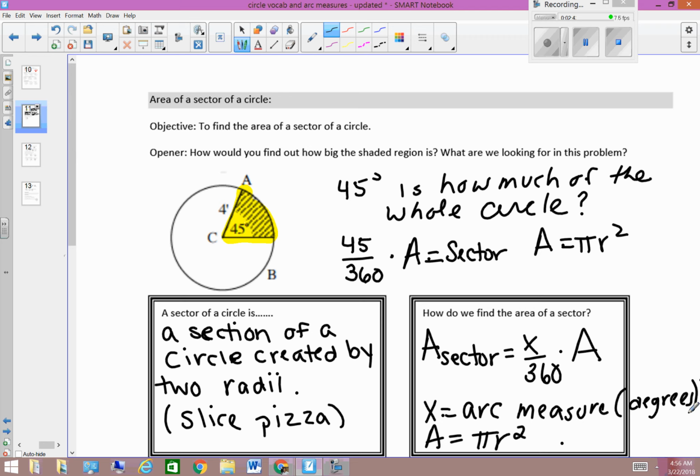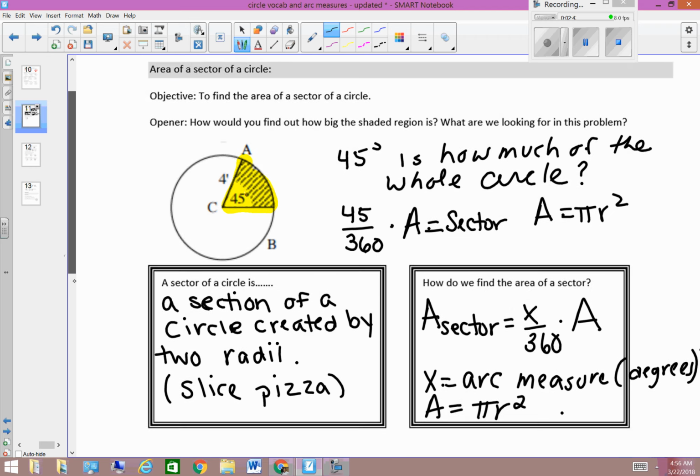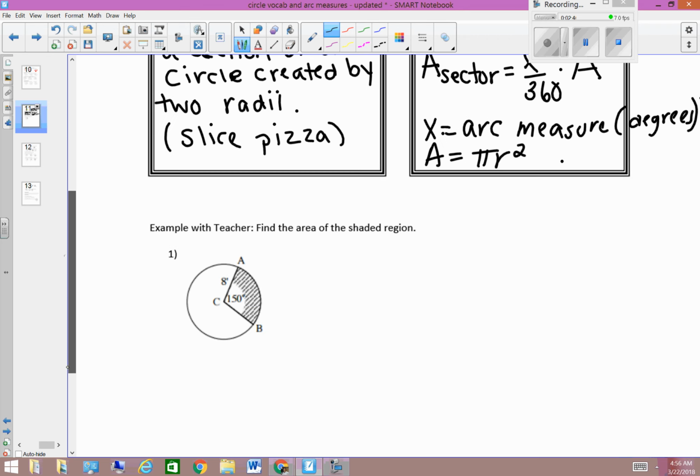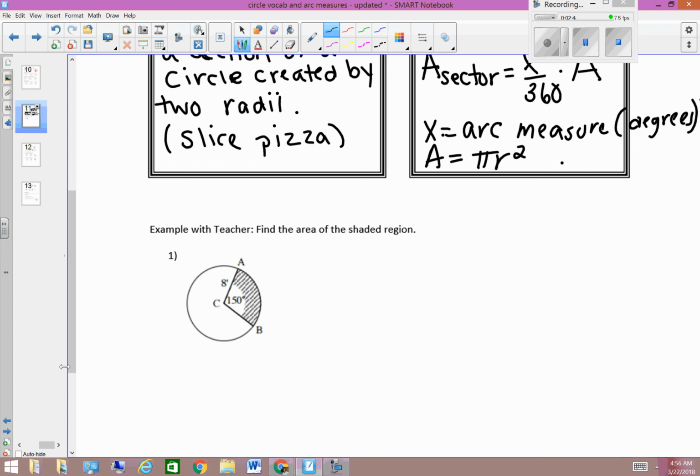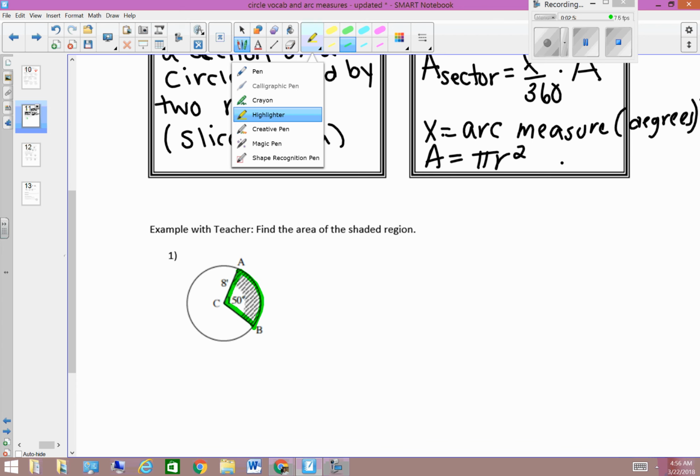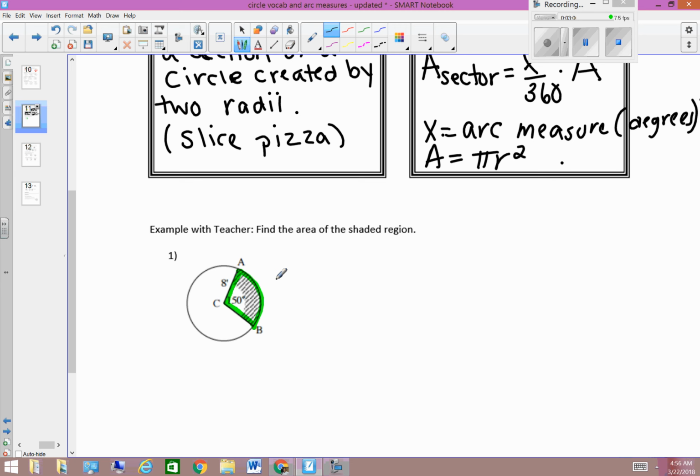All right, so let's try an example or two. So look at this first one. I'm looking for this part of the pizza pie. So I'm looking from here to here. So what is the measure of that arc? Well, the measure of that arc is the same as the central angle. So this is 150 degrees as well.